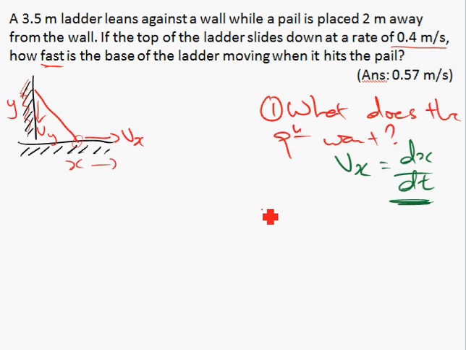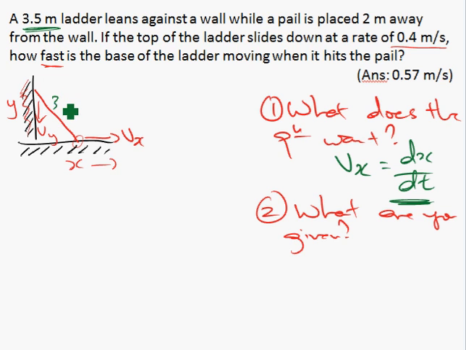Second question, what are you given? Okay, what are you given? Well, the question tells you this is 3.5 meters. So this length here of the ladder is 3.5. Well, that's about it. The pail is placed 2 meters away, so there's supposed to be a pail here. Okay, let me just draw a pail with a handle. And this length here is 2 meters. You're going to make use of this information later on.